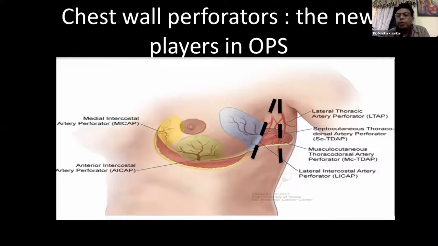The second important thing you must know is the distribution of the lymphatics in the axilla. Now, the lymphatics of the axilla actually has got two different supply. One is from the arm lymphatics. The other comes from the breast.